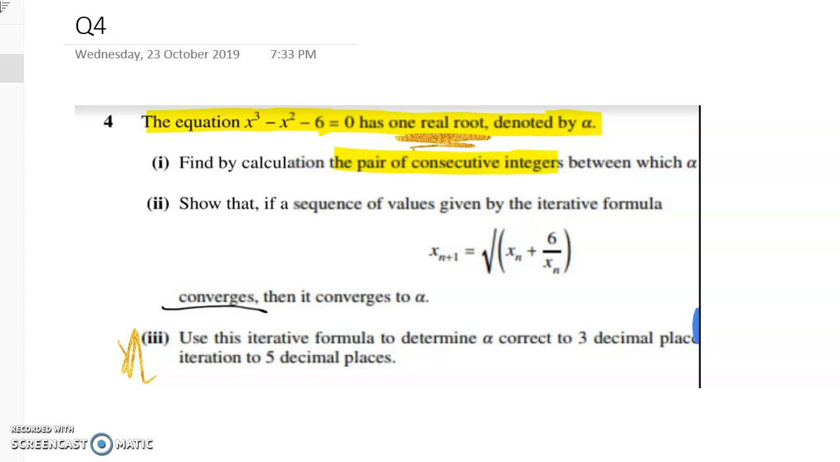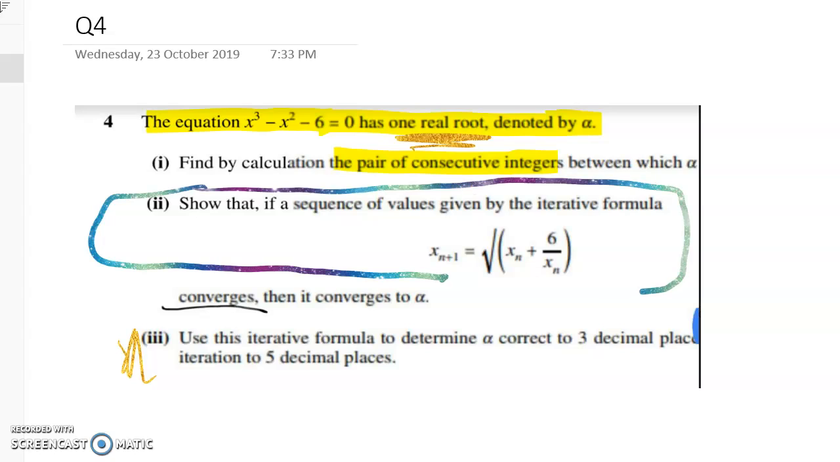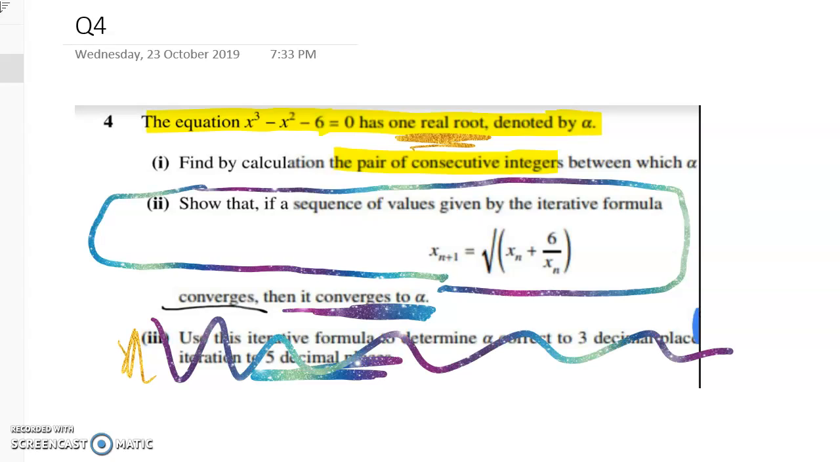The bit that Joseph's asked me about is this next bit here. So how do we show that if this thing converges, then it converges to alpha? And the last bit is to use that iterative formula to figure out alpha to correct to 3dp and make sure that we show each iteration to 5dp. I'm not going to do that bit because it's just too boring. So let's start with the first bit.